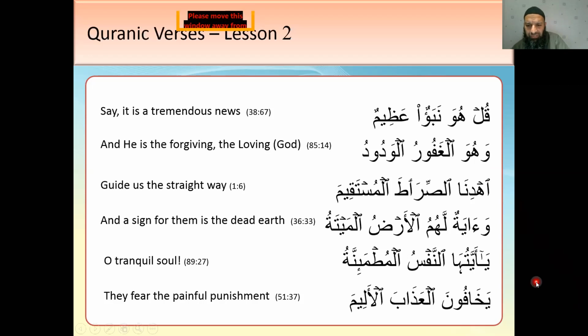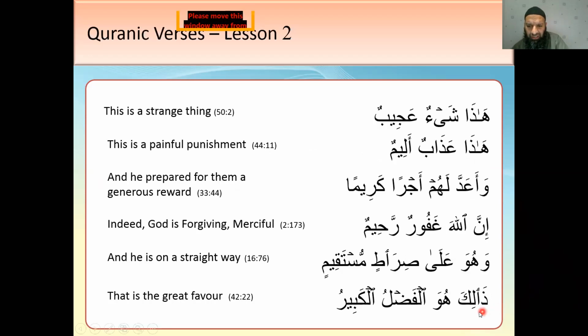The last sentence in the previous slide, somebody's asking. Dhalika, that is, and then huwa, it is. There's a double emphasis going on there. It's like dhalika, that is, it is, al-fadlu al-kabiru, the great favor. So there's a double emphasis, saying it twice.